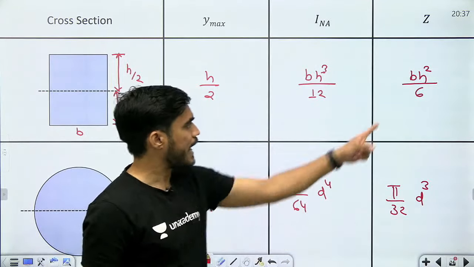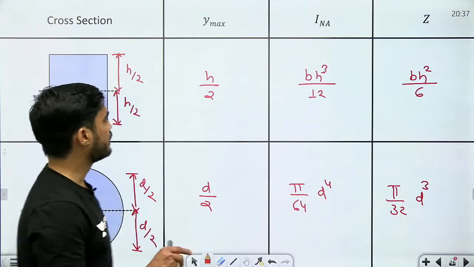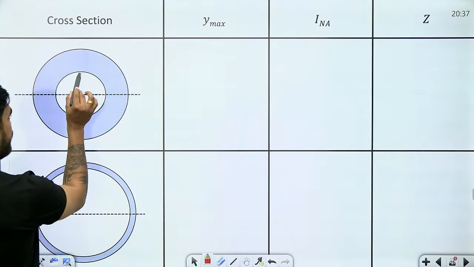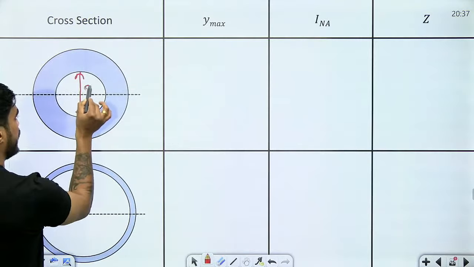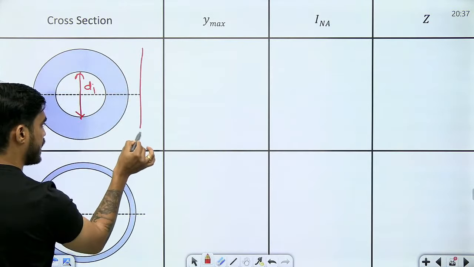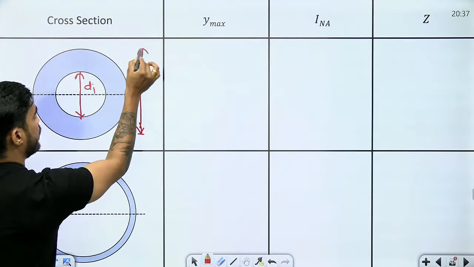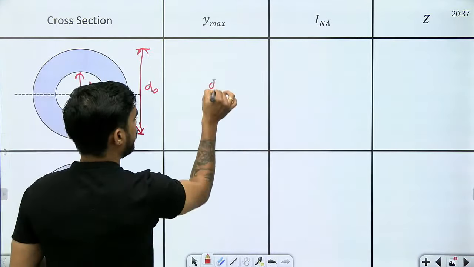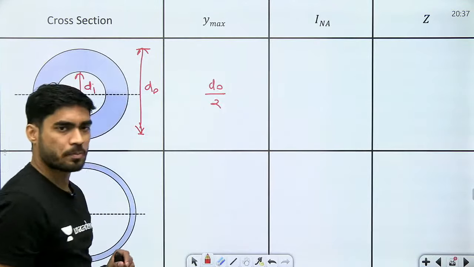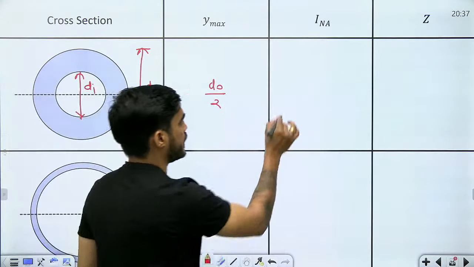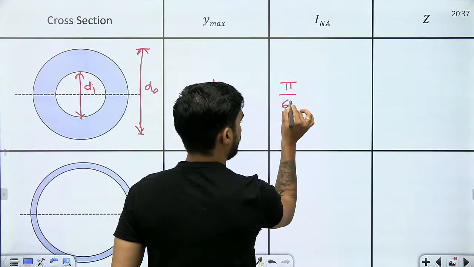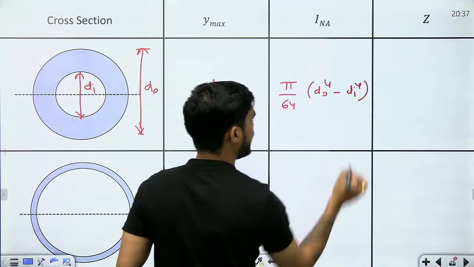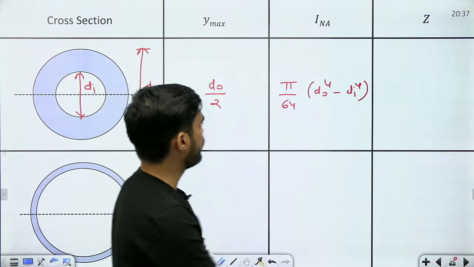because if I know this I can easily find this. Then hollow circular section. So in the hollow circular section, let's say this is the inner diameter and let's say this is the outer diameter. So what will be y maximum? Y maximum will be outer diameter by 2. And what is the moment of inertia? It is pi by 64 d outer to the power 4 minus d inner to the power 4. And what will be z?